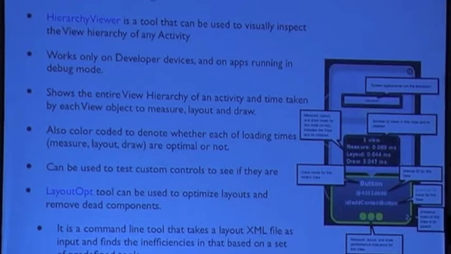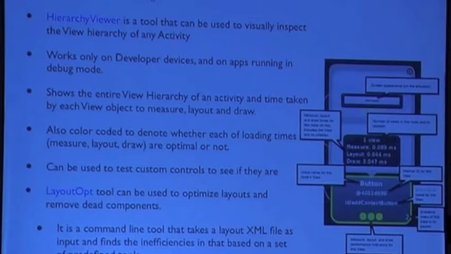Another tool is Layout Opt. Layout Opt is another command line tool provided with the Android SDK. First you run view hierarchy and find that, say, this object is a problem creator, the red dot is there in this object. So what will you do next? How will you know why this object is slow?